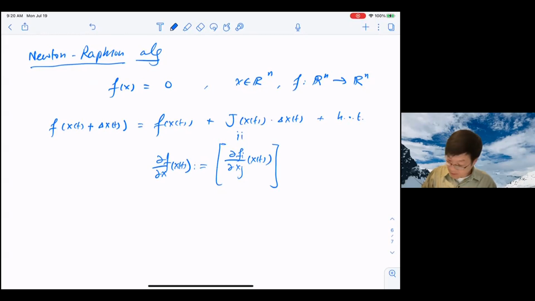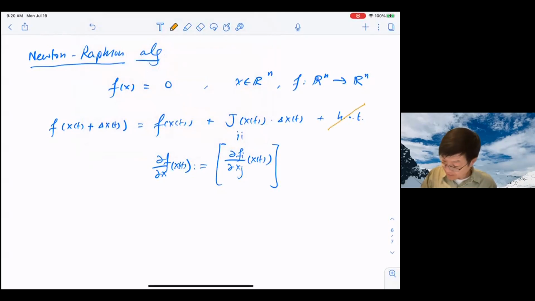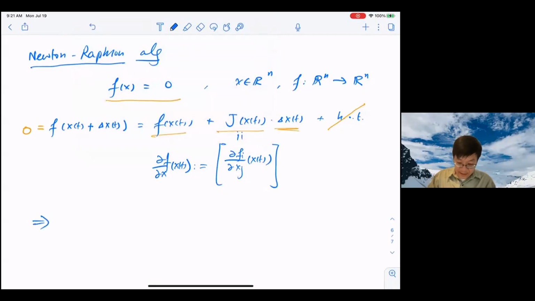Okay, so now if we ignore the high order term, that's the first assumption or idea. The second idea is that because I'm solving for f(x) equals 0, ideally I want the next point I evaluate to be 0, the origin. This gives us a relationship between delta, which is what I would like to compute, and the other quantities that I know once xt is given.